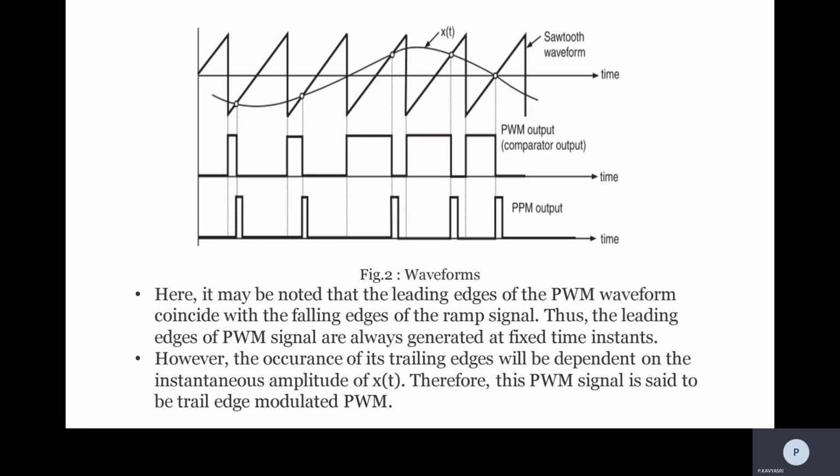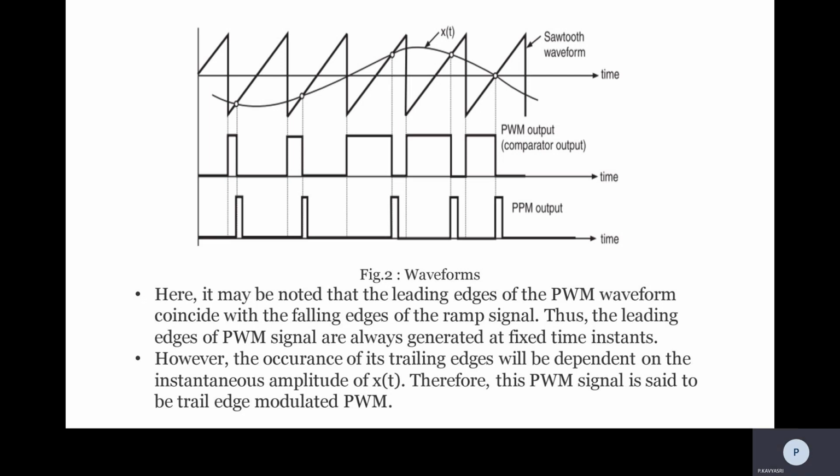Here is figure 2, which represents the waveforms. The first one is the sawtooth waveform, and there you can also clearly see x of t, which is a sinusoidal signal, along with the sawtooth waveform. The second waveform represents the PWM output, that is, pulse width modulation, where the width changes.